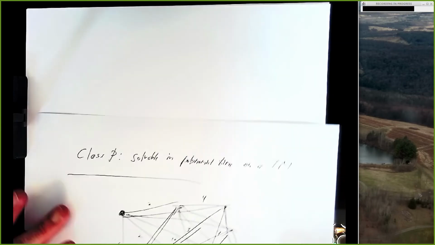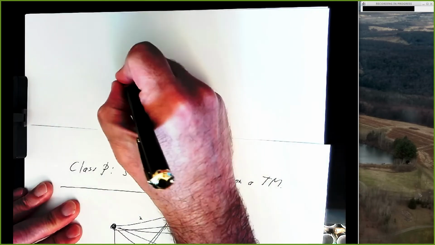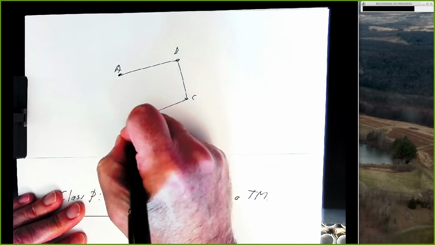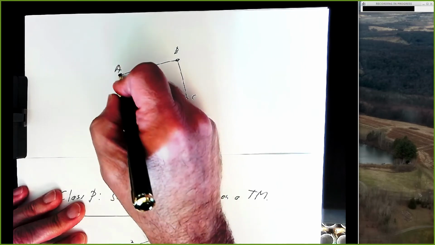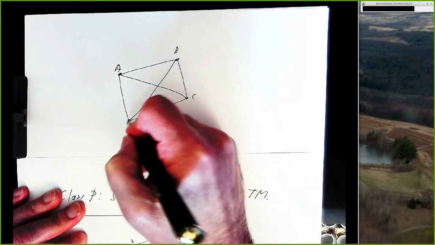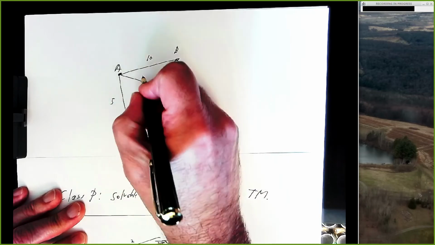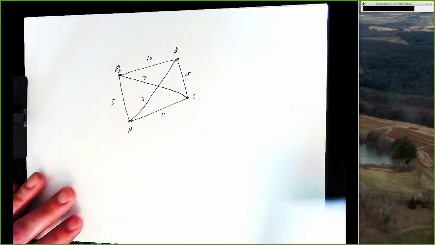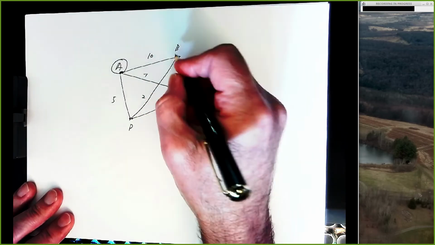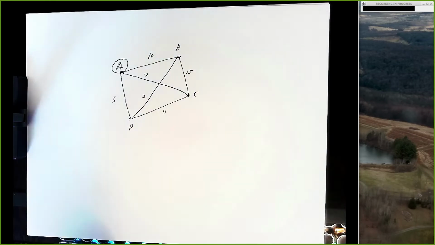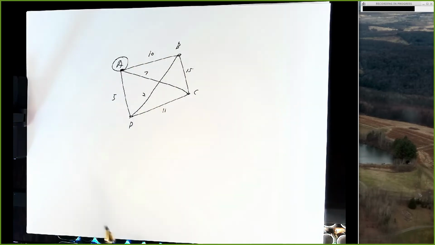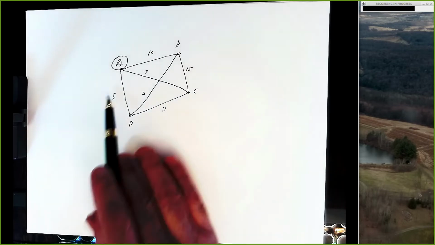So let me do a simpler map here. So we want to start from city A, visit cities B, C, and D in no particular order, and come back to A. And we want to minimize our travel distance. And I could clearly go from A to B to C to D and back to A, and my distance would be 10, 25, 36, 41.